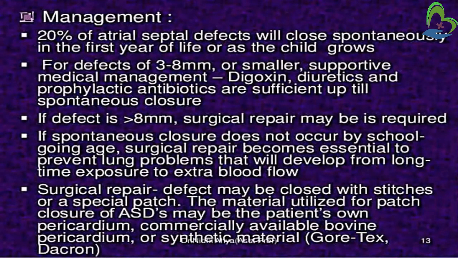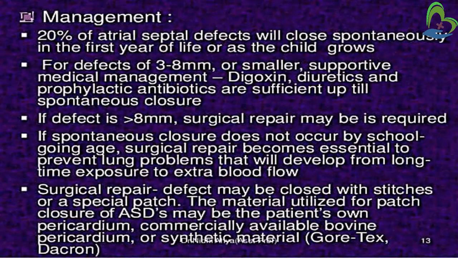Okay, now let's see the management of atrial septal defects. So 20% of atrial septal defects will close spontaneously in the first year of life or as the child grows. So 20% of these ASDs will close spontaneously, so they don't require any treatment. Within the first year of life, this ASD will get closed. Then for defects of 3 to 8 mm or smaller, supportive medical management can be done. So we have to check the severity of the defect. If the defect is 3 to 8 mm or smaller, we can go for medical management.